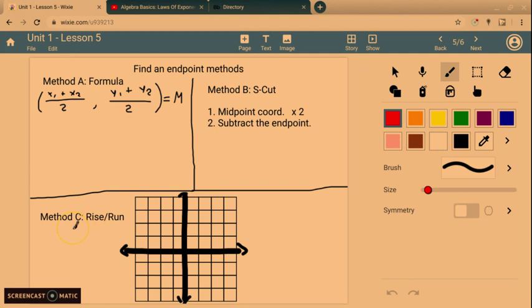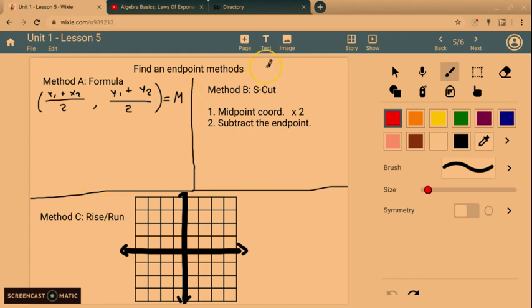Alright, method C is the rise over run. This one might not always work because you might not always have graph paper, or if you're given a point like 1847 or something, you don't have that on all the graph paper that you'll get. So this one's the most reliable, but it does take the most time. So you can just choose whichever one you want or are able to do.